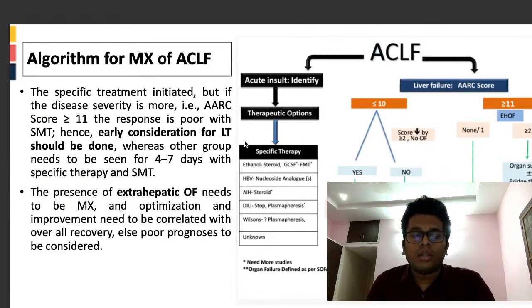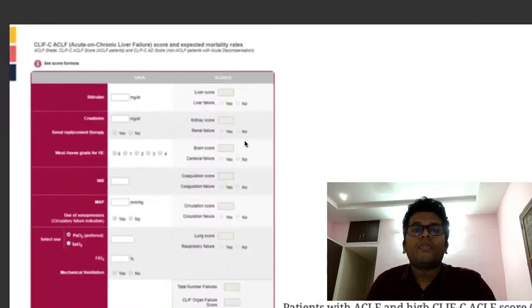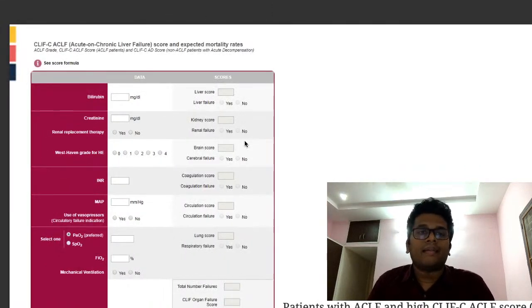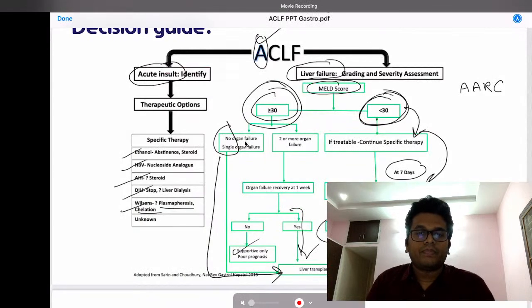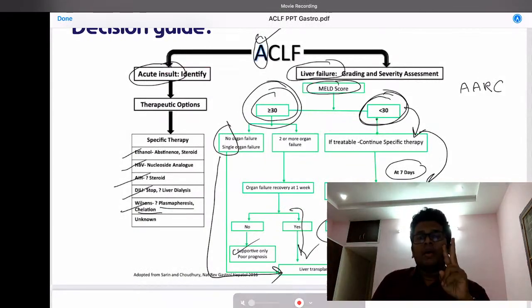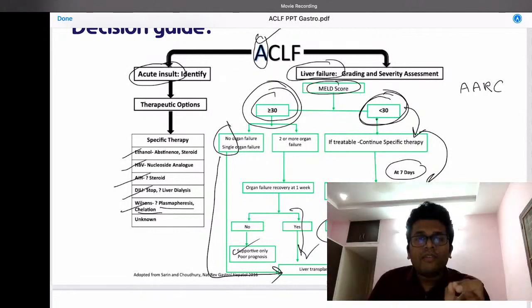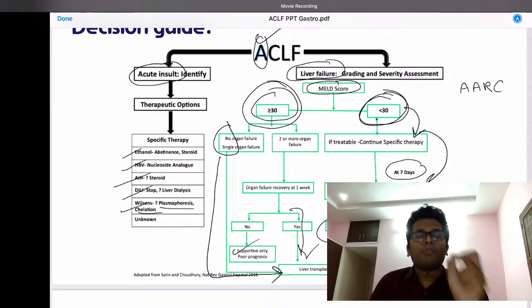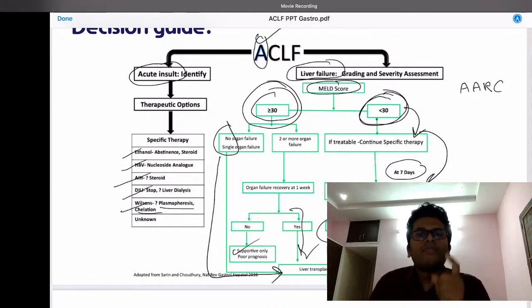So ultimately what I would want to tell you is, if the patient has 2 organ failures or more, you give supportive treatment for at least 1 week and see for recovery. If the recovery is there, the patient is downgraded to no organ failure or one organ failure, that is when you consider liver transplant.